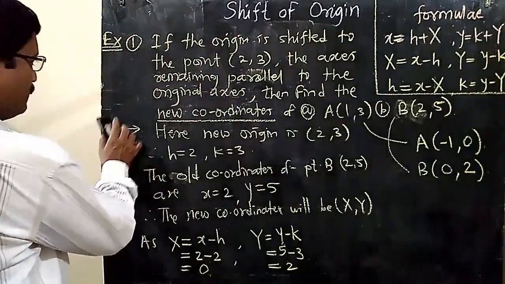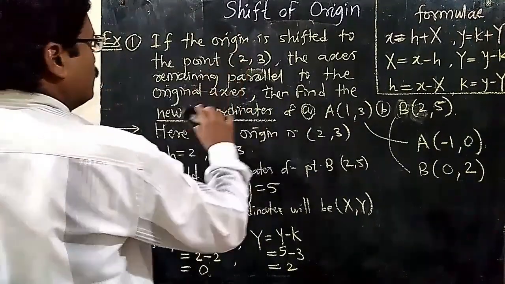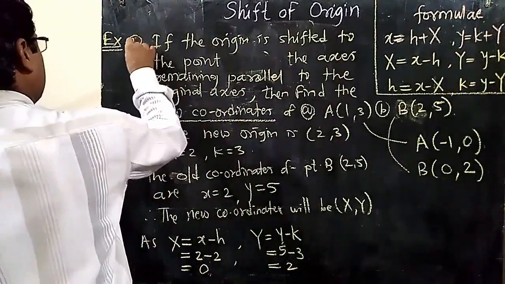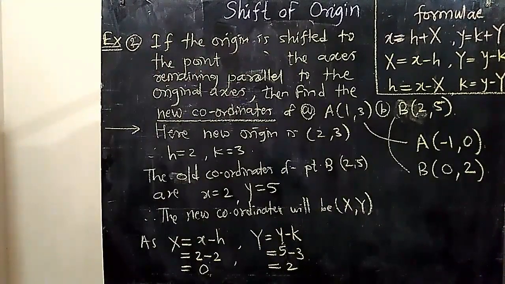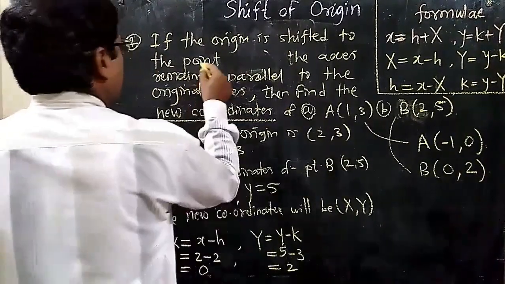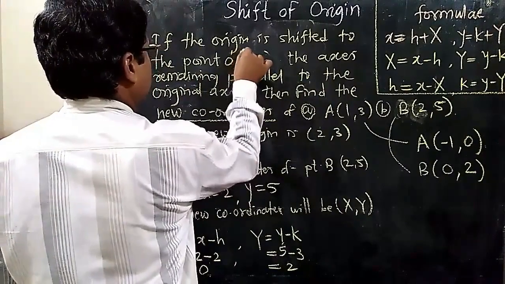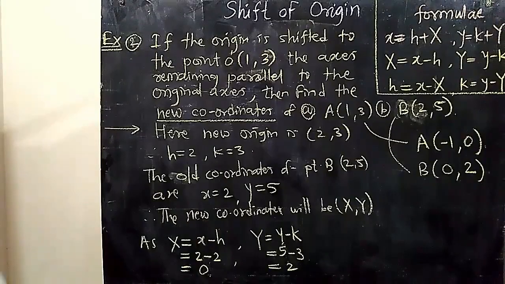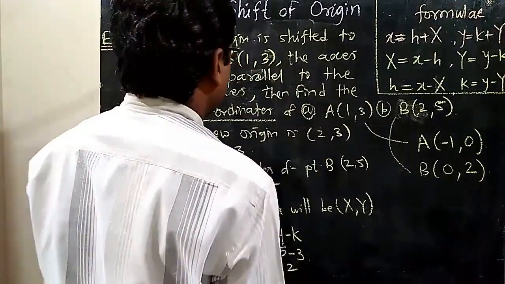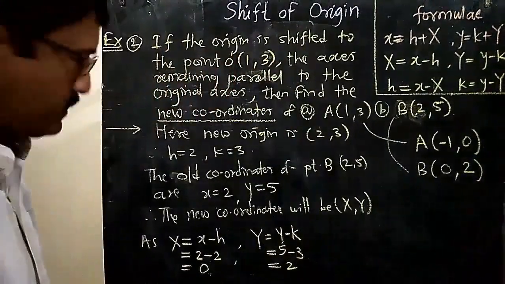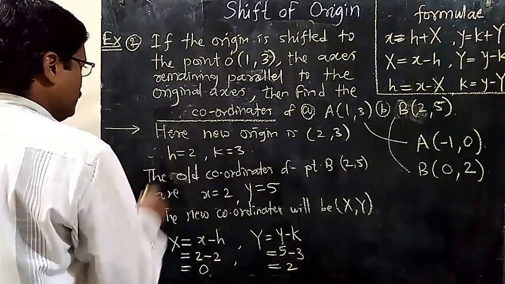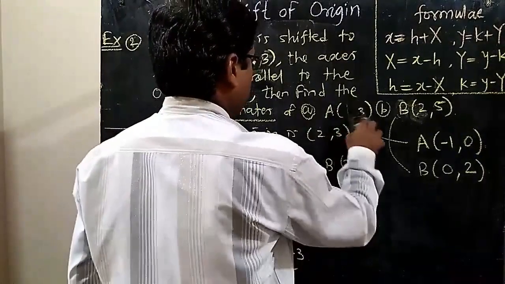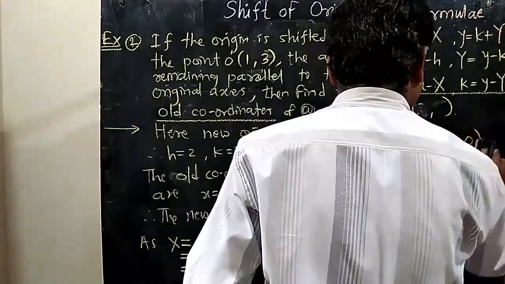Let us see one more example. Example number 2. If the origin is shifted to point O dash, whose coordinates are suppose 1, 3, the axes remaining parallel to the original axes, then find the old coordinates. Let us see the change of wording only: old coordinates of point A and point B.